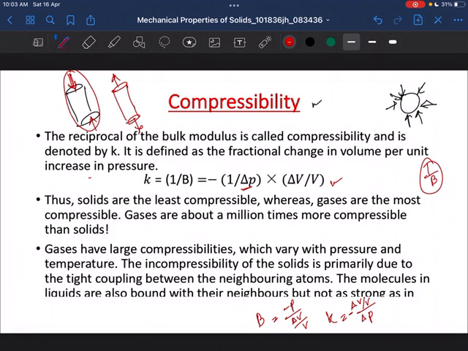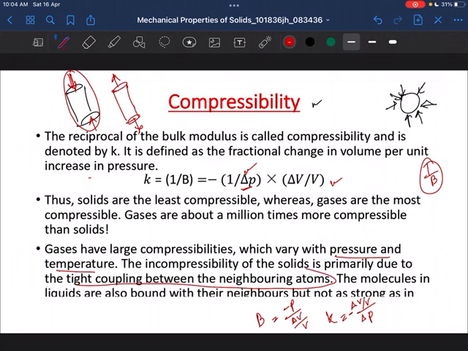Gases have large compressibilities which vary with pressure and temperature. तो gases का जो compressibility है वो pressure और temperature के साथ vary करेगा. तो obviously we have seen in here कि pressure के साथ vary कर रहा है because it's inversely proportional to the change in pressure. So the incompressibility of solids is primarily due to the tight coupling between the neighboring atoms.